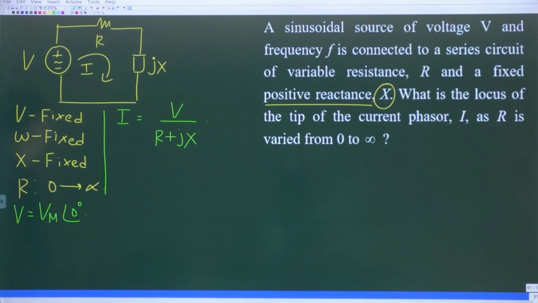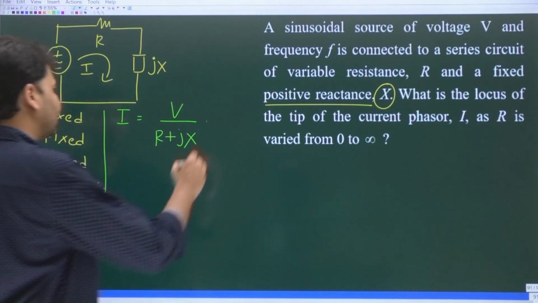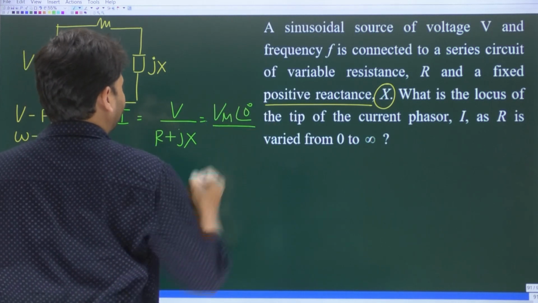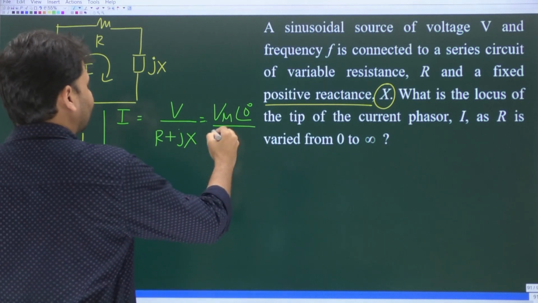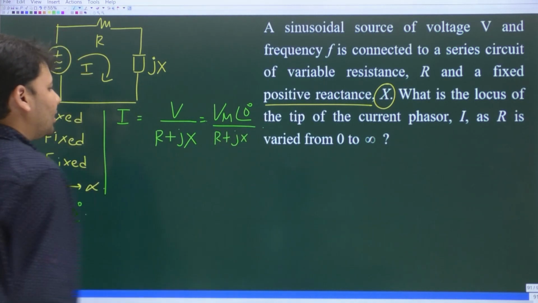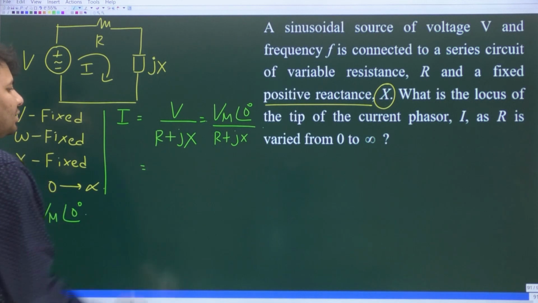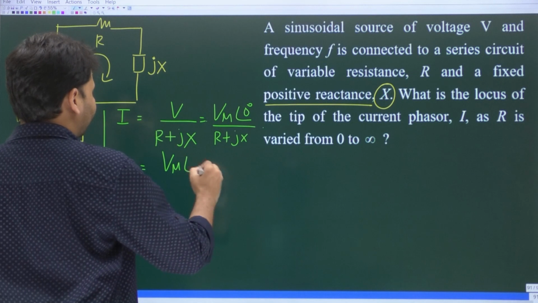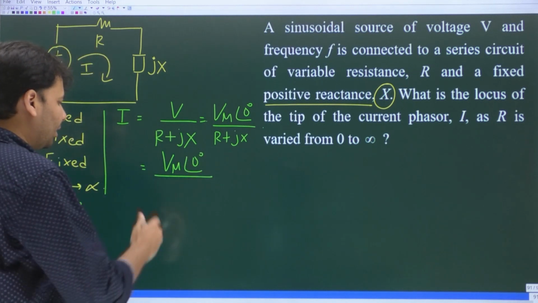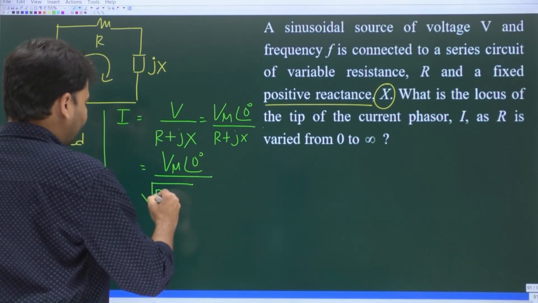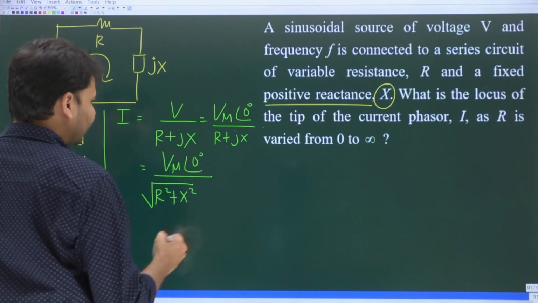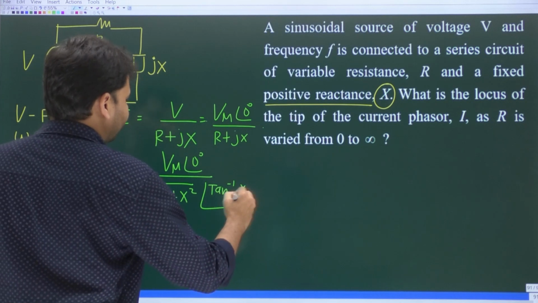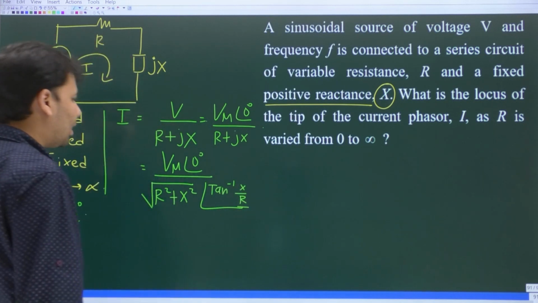Let's assume V is what? Some Vm angle 0 degrees. Now in place of V, I can write Vm angle 0 degrees divided by, let me write R plus jX. Now what is this R plus jX in polar form? R plus jX in polar form, first let me write Vm angle 0 degrees divided by R plus jX in polar form would be square root of R square plus X square, and then angle tan inverse X by R.